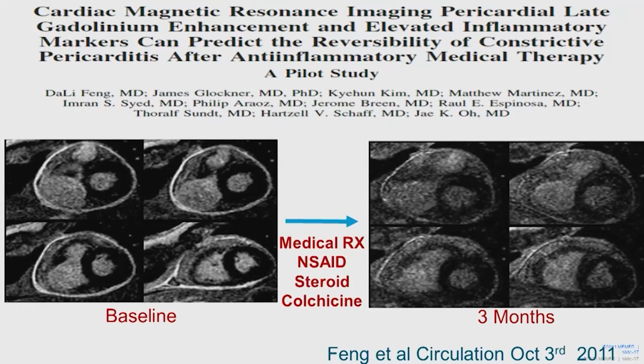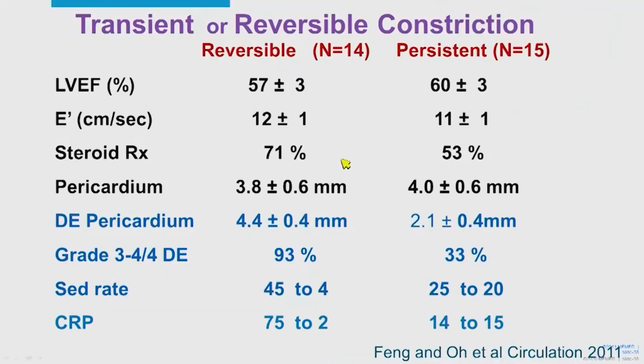It can be reversible with medical therapy, and then we treat with NSAID with colchicine, or sometimes steroid with colchicine. It's really based on the level of symptoms and hemodynamic instability. If it's really New York Heart Association class 3 or 4, we like to go straight to steroid. But if much less than that, we can try NSAID with colchicine, and a lot of patients can resolve their symptoms.